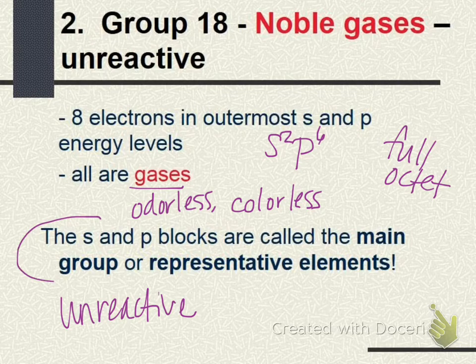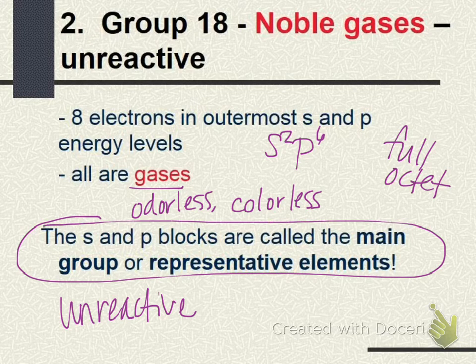Together, when we talk about the s and p blocks, we call them the main group or representative elements. The reason they're called that is, honestly, they're the elements that participate in the most reactions that we deal with. After that would come the transition metals, because we do some reactions with those. But a lot of the transition metals are not very active, like gold. The s and p blocks are your main group elements.